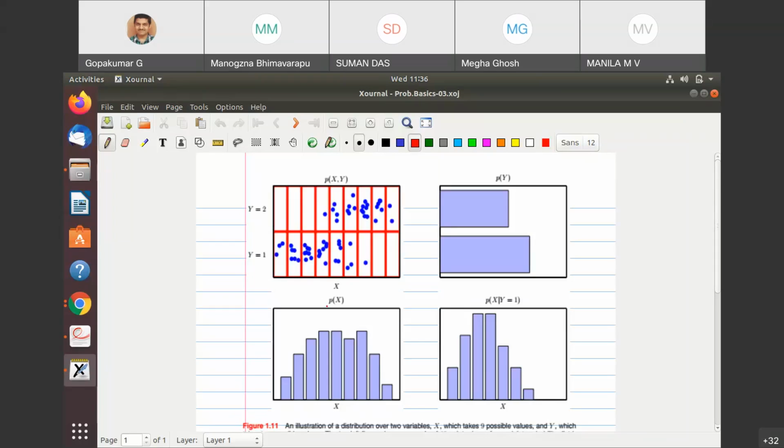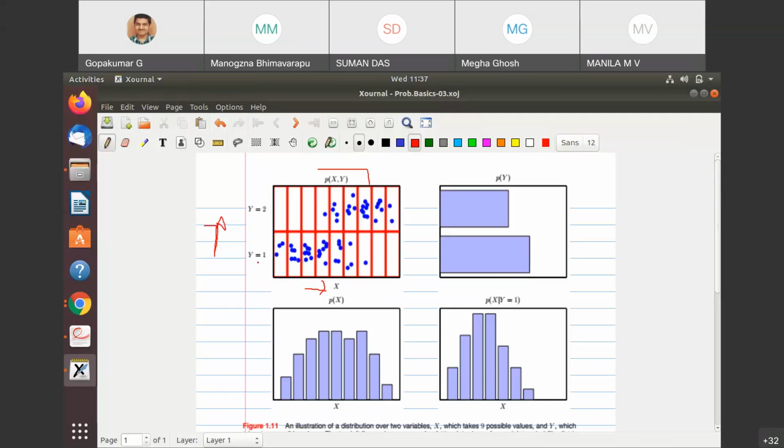So suppose we have a random variable x that takes nine different values, and random variable y that takes two different values. So we have M and L equal to 9 and 2 respectively. So that is a joint distribution of probability of x comma y. These blue dots are actually representing the data points, corresponding to different x values and different y values.